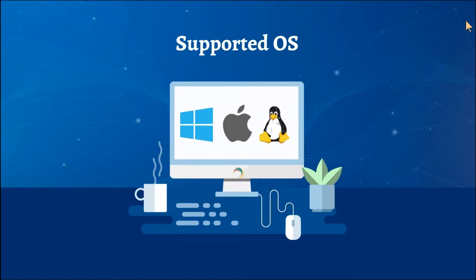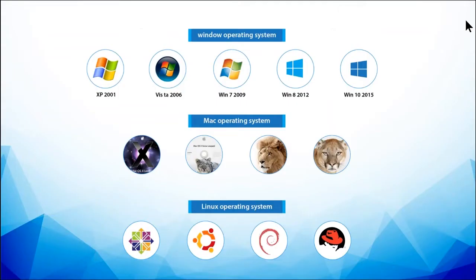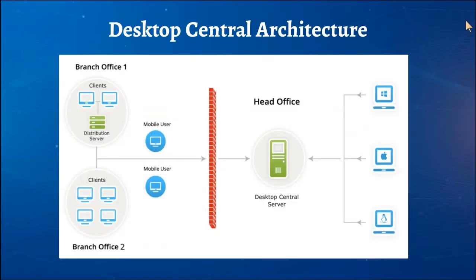Desktop Central's remote control supports all 3 major operating systems, which are Windows, Macintosh, and Linux. Here you can see the split-ups of each version in which it is supported. And let's have a quick look at the architecture of Desktop Central first.